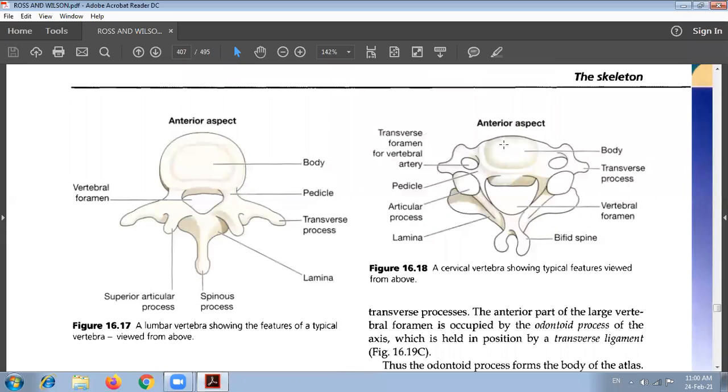So this is the anterior view which has the common structure, that is the body. Then two foramens. Here you can see the transverse foramen for the vertebral artery, and on the left side also there is a foramen through which the arteries are passing, and these arteries are supplying blood to this region. So the passage for this artery is available here.